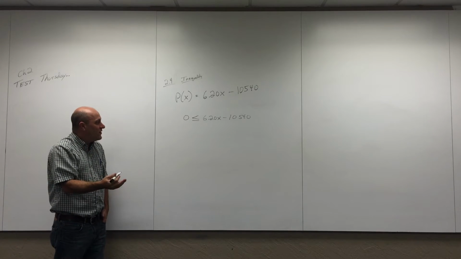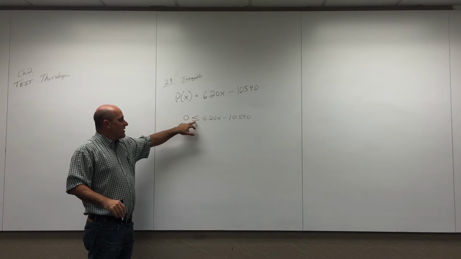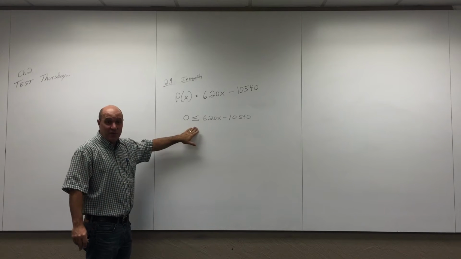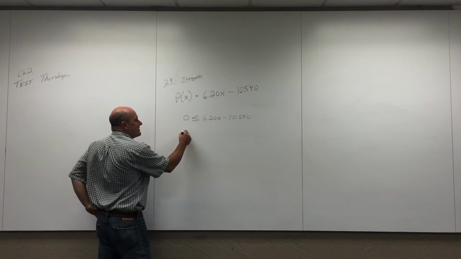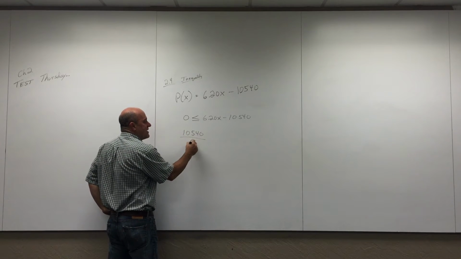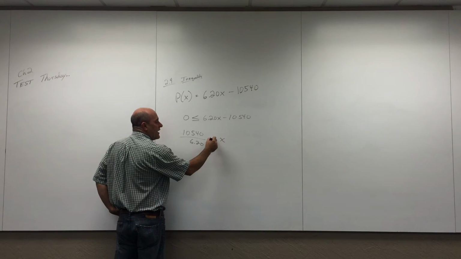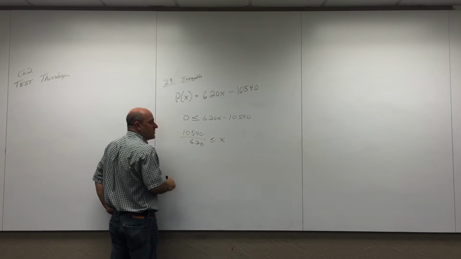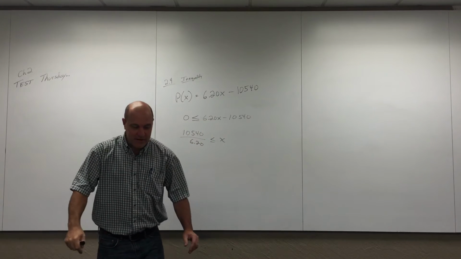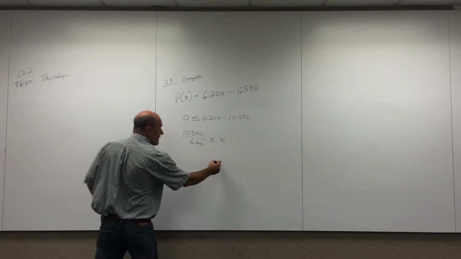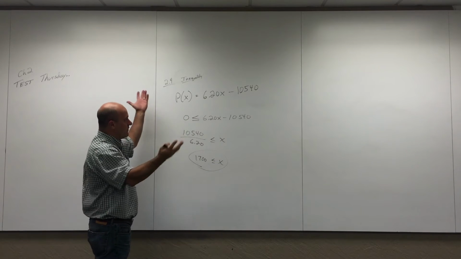Really, whether you set it greater than or equal to, or even if you just do equal to, you're going to get the same number when you do this math. You're going to move the 10,540 over, you're going to divide by 6.20, and you're going to get the same number. So, what is that number? Anybody got a calculator? 1,700, thank you. So we got to sell more than 1,700 feet of this PVC pipe to avoid a loss.